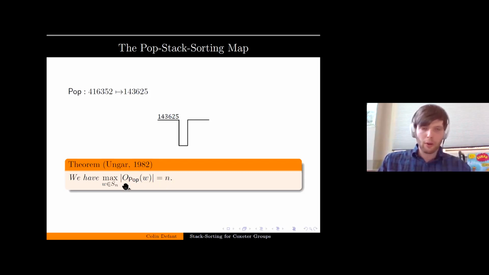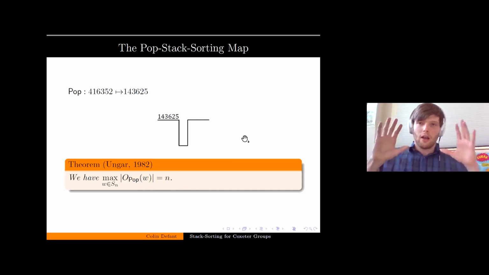And in the process of proving the things he wanted to prove, he showed that the maximum size of a forward orbit under this pop stack sorting map is n, when you look at permutations of size n. And this is actually not so easy to prove. This actually requires quite a bit of insight on Unger's part. So it's really a non-trivial theorem to show that this is true. But again, it's not hard to show that every permutation eventually gets mapped to the identity. What is hard is showing that it requires at most n-1 iterations, basically.